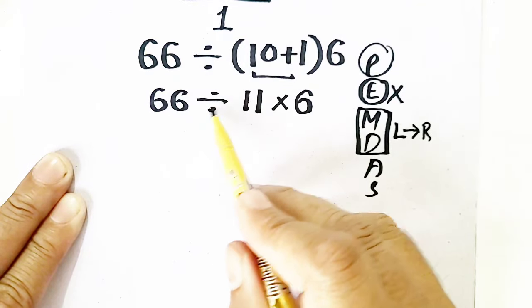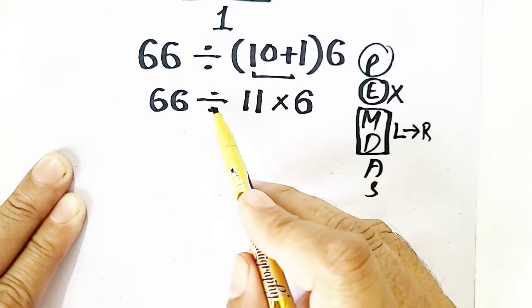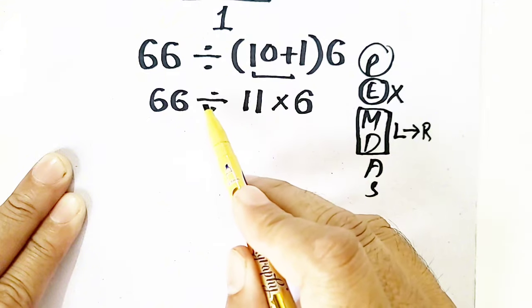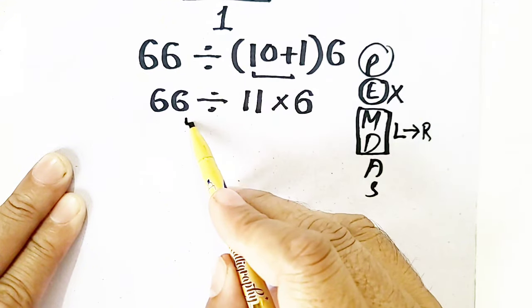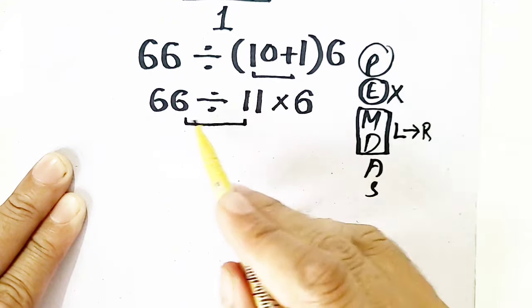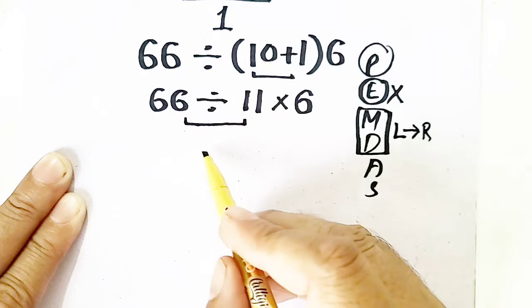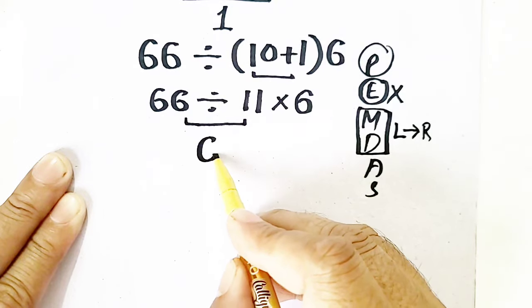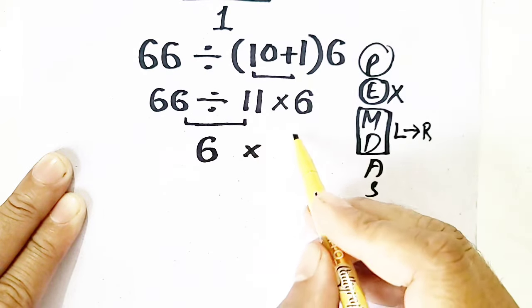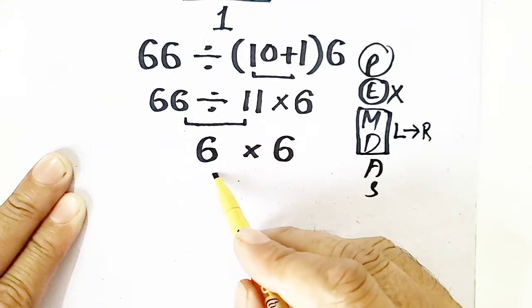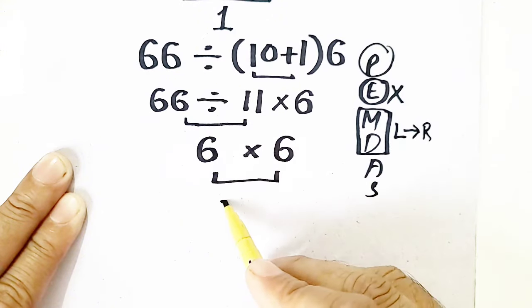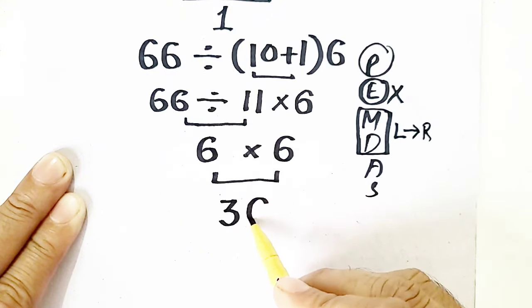Either it is division or it is multiplication, we have to handle the operation which is at left. So first of all, we have to handle this one. Division. 66 divided by 11 will be equal to 6, and 6 times 6 will be equal to 36.